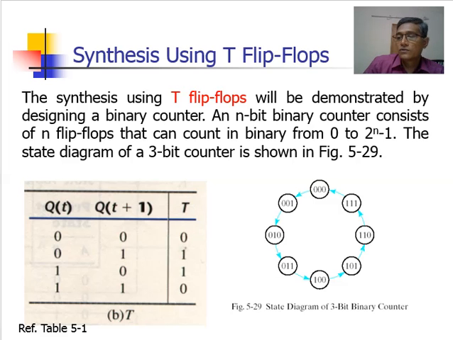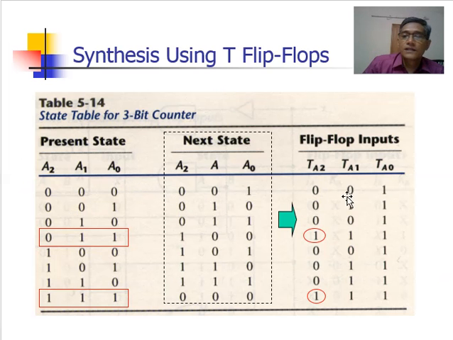So we are going to go back to the state table for filling the T inputs. First we will fill TA2, that is, for the third flip-flop. Present state is 0, next state is 0, T input is 0. Second, present state is 0, next state is 0, T input is 0.